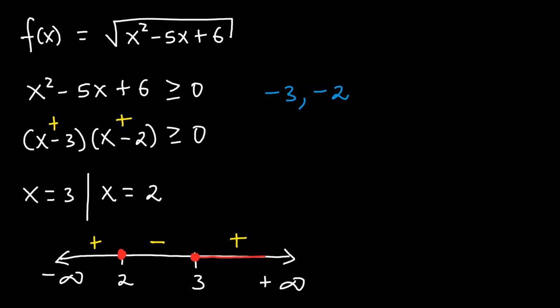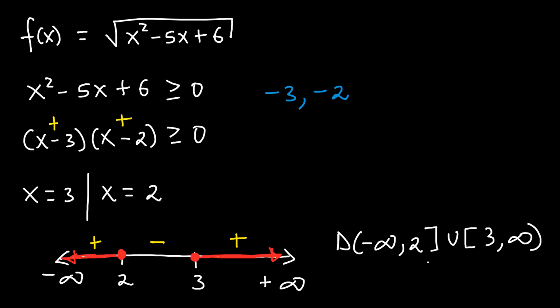Therefore, we need to shade from positive 3 towards the right, and also shade from positive 2 towards the left. Therefore, the domain for this example will be from negative infinity to positive 2, including 2, union from positive 3 to positive infinity, including 3.